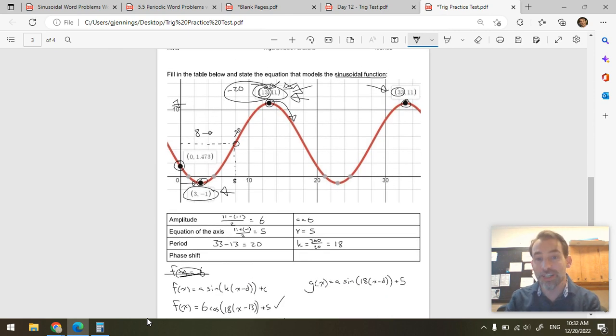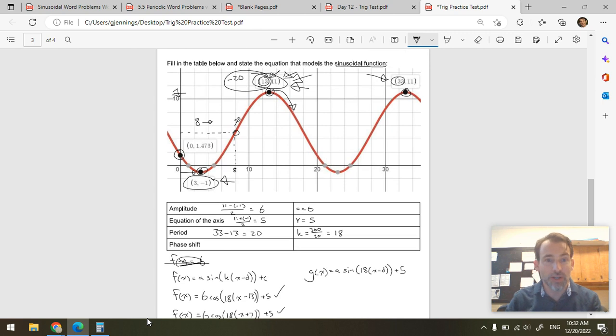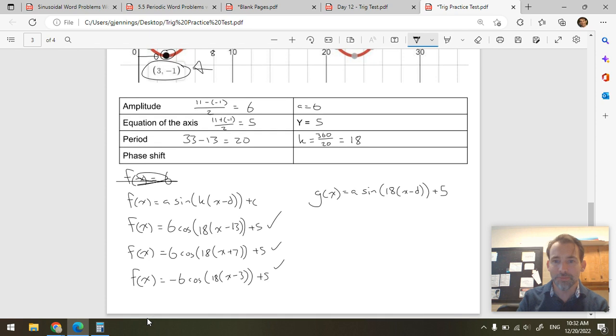So I'm going to choose (13, 11). Sure, let's use (13, 11). That's a cute point. I made this function so that it had lots of 3's and 1's in it, so let's embrace that, (13, 11) instead of (33, 11) or instead of (3, -1). Okay, let's go (13, 11). So I know that g at 13 equals 11, and a, this should be 6.